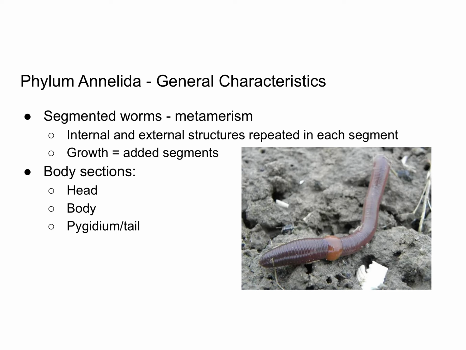Some general information about the annelids is they are known as segmented worms, and they have something called metamerism. What this is, is that each of these segments, so you can see these individual little ridges here, each one of these segments has its own set of internal structures. And we'll look at that in more detail on a different slide. To grow, they essentially just add more segments.